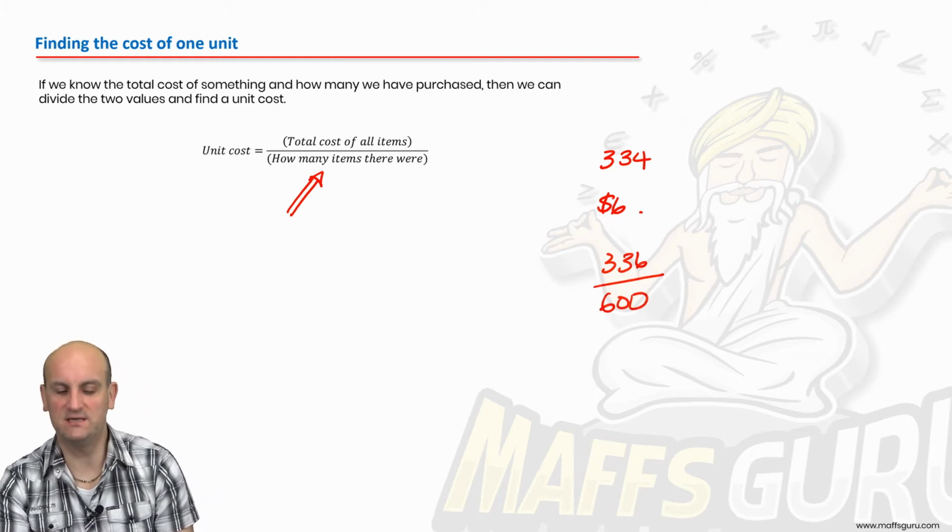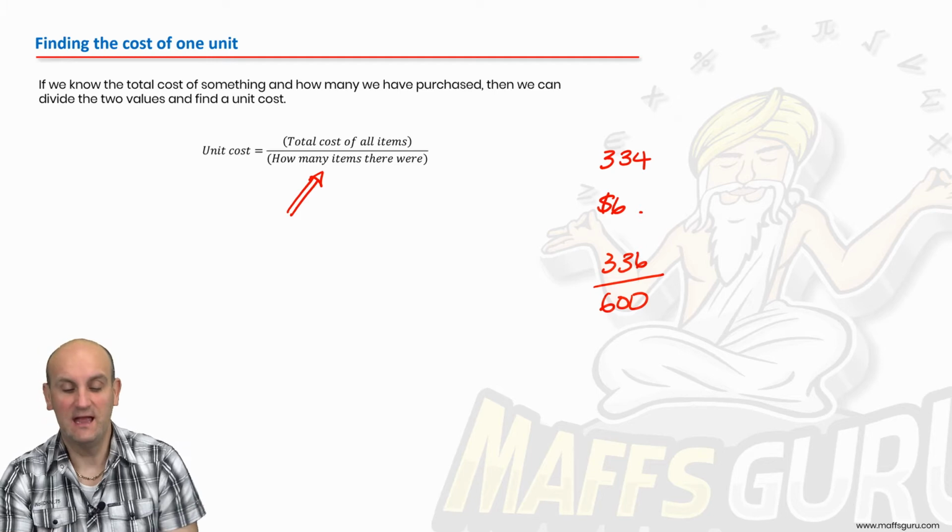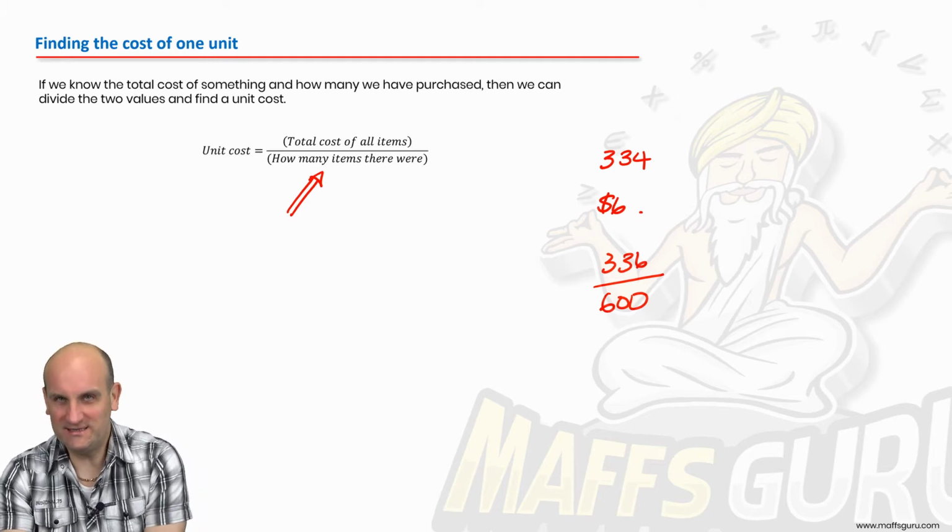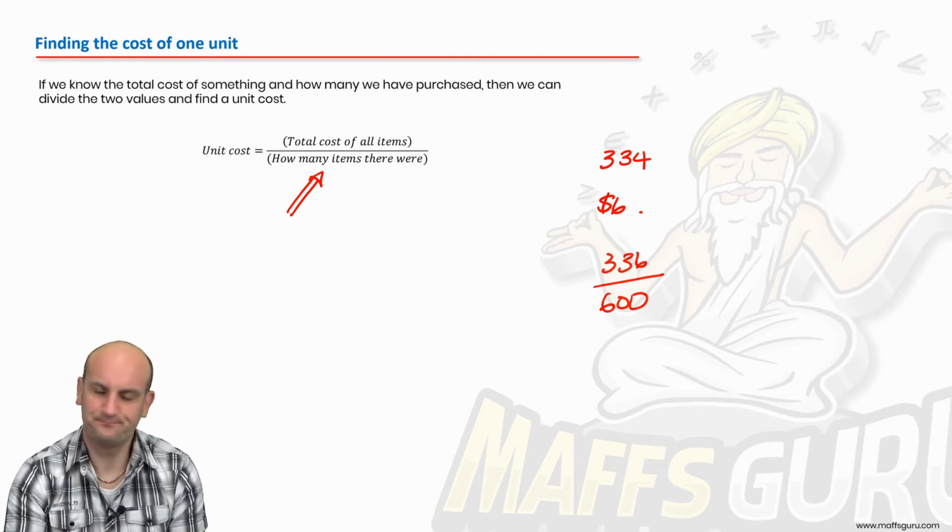336 divided by 600, because there's 600 cents in that. And I'd work out how much each of those jelly babies was costing me.